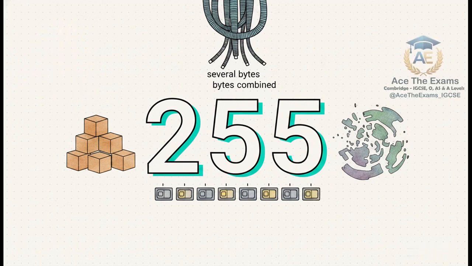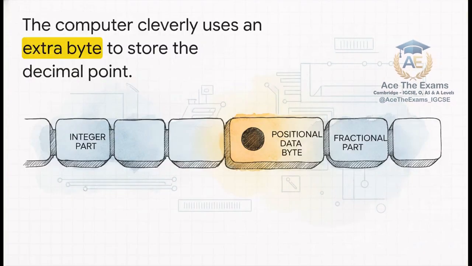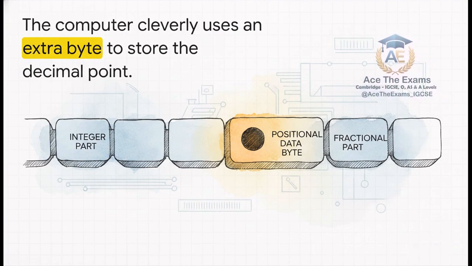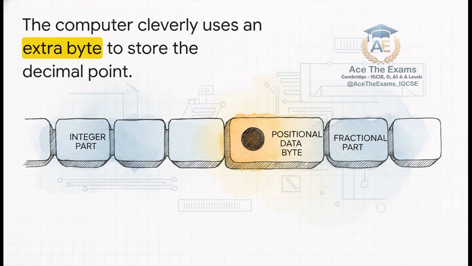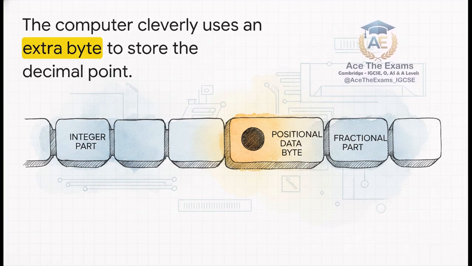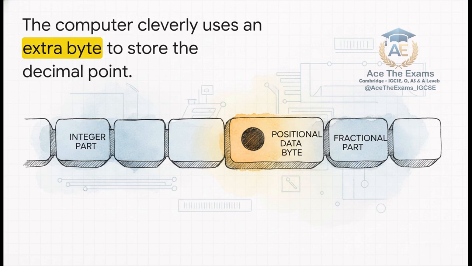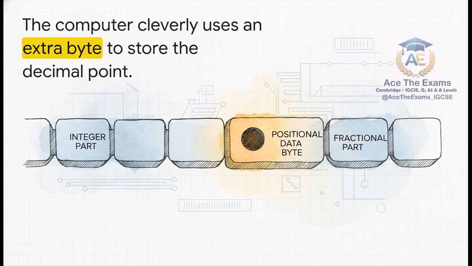But wait, what if the data isn't a neat whole number? You know, if you're wondering about decimals, the computer does something incredibly clever. It dedicates a whole extra byte of data specifically to store the position of the decimal point. It's a brilliant piece of engineering, honestly. Just like in our standard denary system where we use a decimal point, say 0.25 for a quarter, the computer uses a similar approach. It dedicates specific storage just to tell the system exactly where that point belongs among the bits.